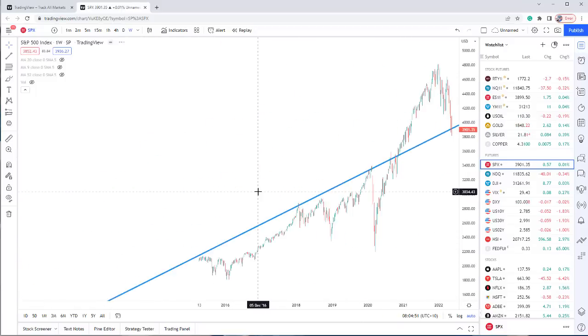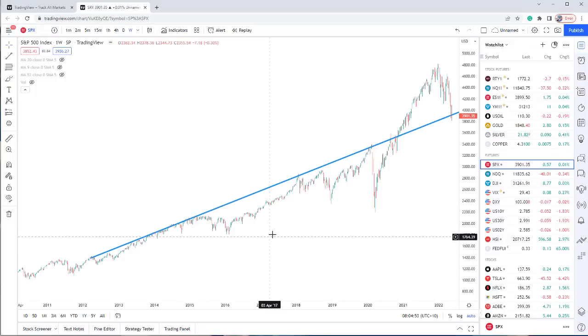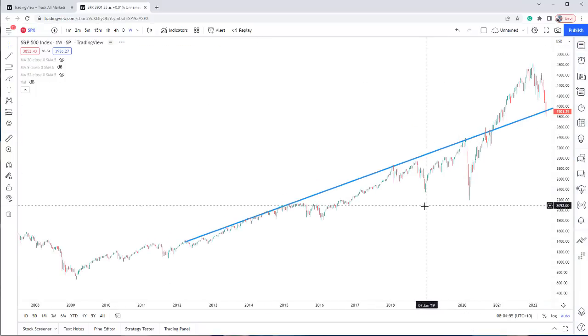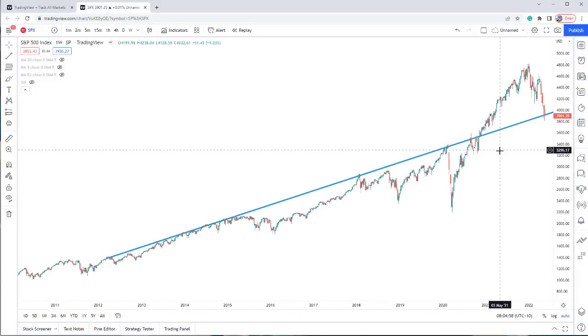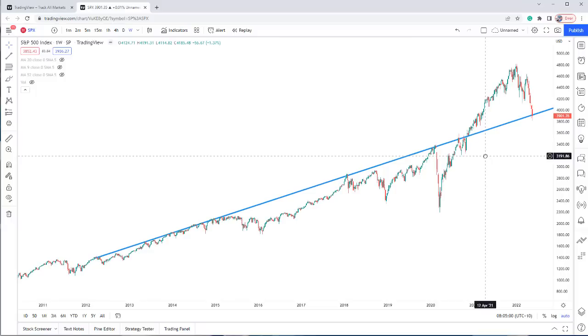If I open my chart back up a bit more here, you can see how this line has definitely been a really, really strong and important line to the markets. So maybe, just maybe traders, we're getting very close towards the bottom.